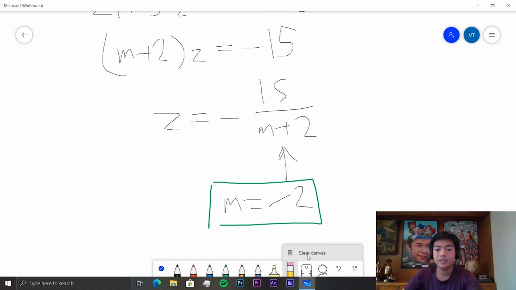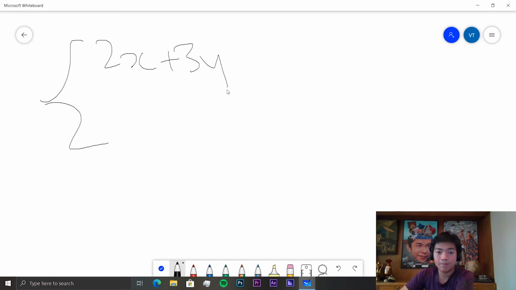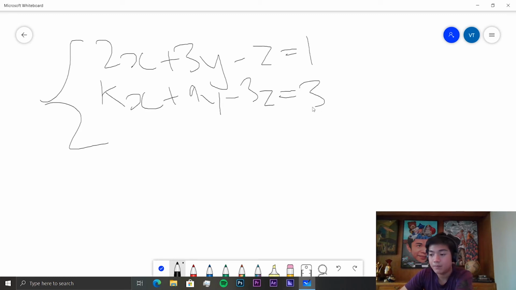And the next question is asking us to find the values of the real parameter k so that the system has infinitely many solutions. The system is 2x plus 3y minus z is equal to 1, kx plus 9y minus 3z is equal to 3, and 3x plus 7y plus 5z is equal to 2.